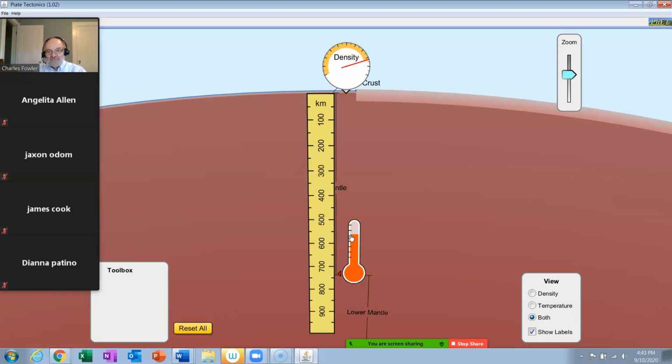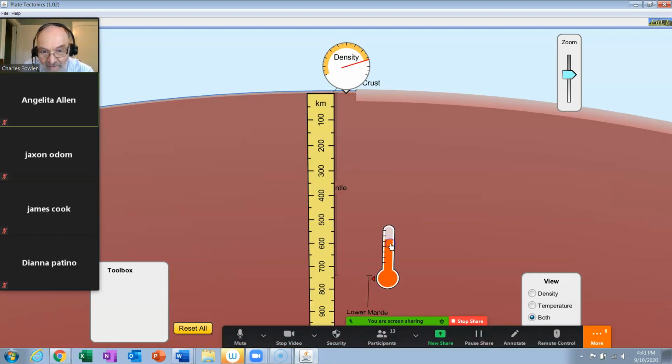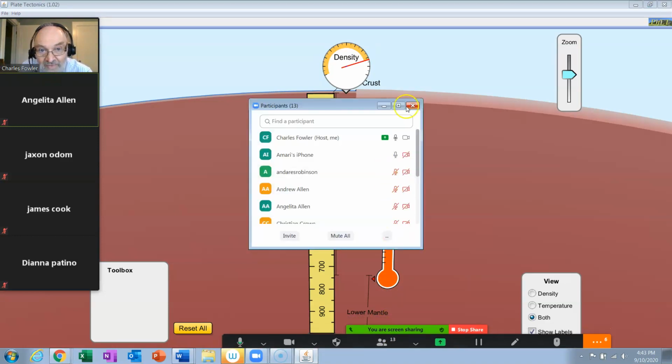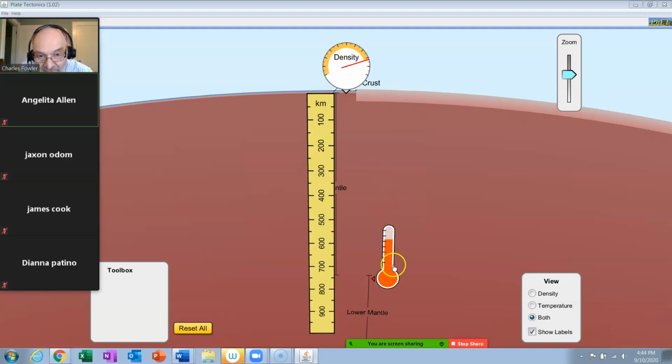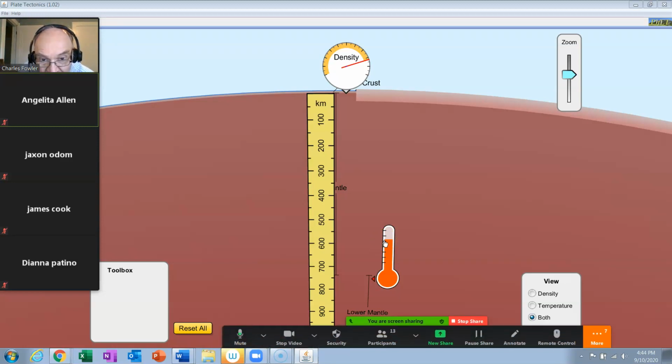Do we do the same with the density? What's the next question? Move the thermometer to the upper part of the lower mantle. Okay. All right, so I'm not going to move too far, just a little bit here. Okay, and there it's 10, 20, 30, 40, 50, looks like maybe 52, 53. So it's not much difference, is it?